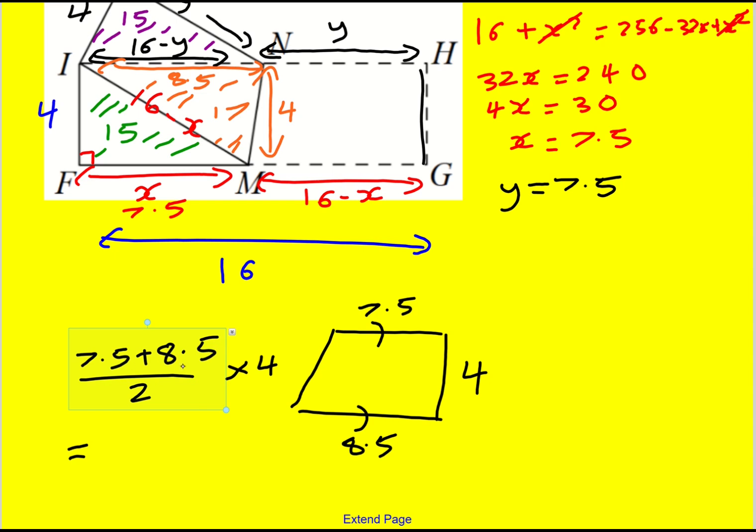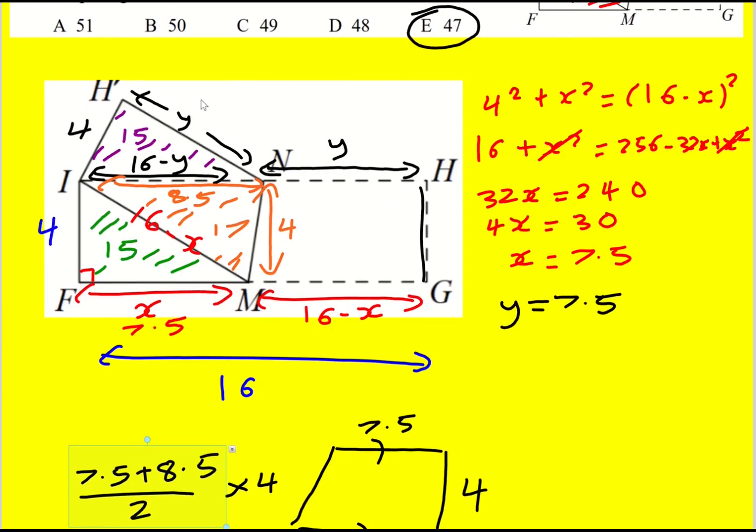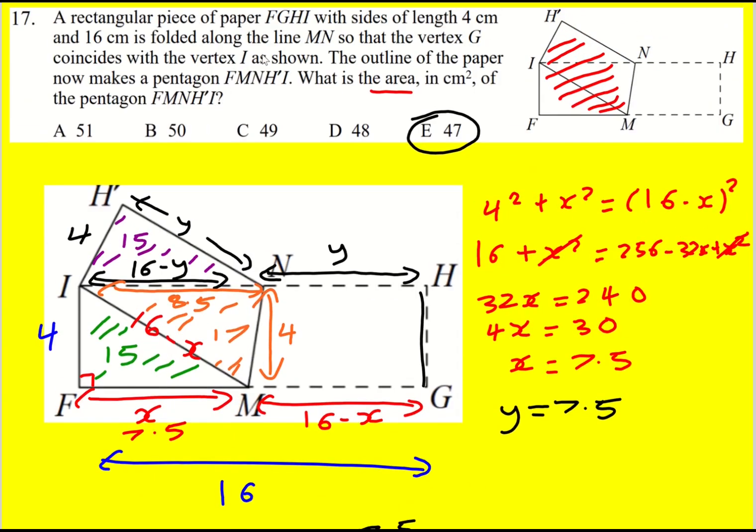So it's going to be 16 over 2, 8, times 4, 32. So you could just get this as 32 and then add on the 15 if you prefer. To be honest, that's how I did it originally, but finding the area of the triangles works as well. Anyway, nice question, and well done.